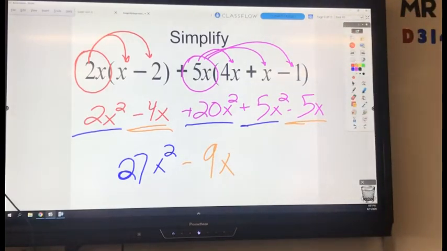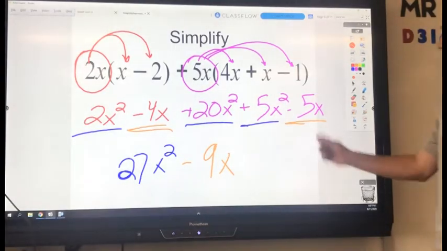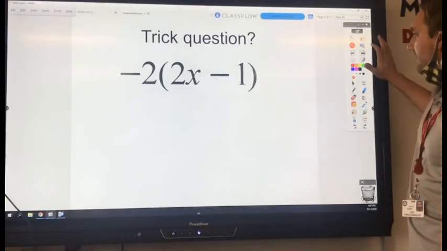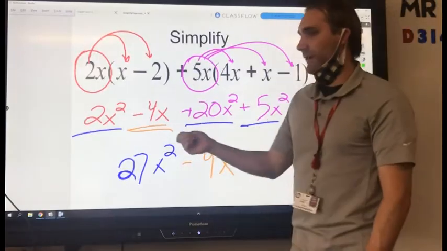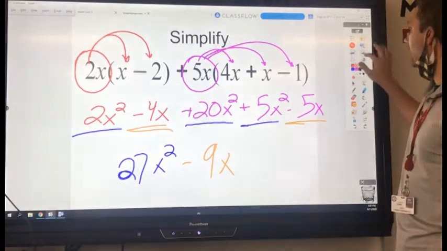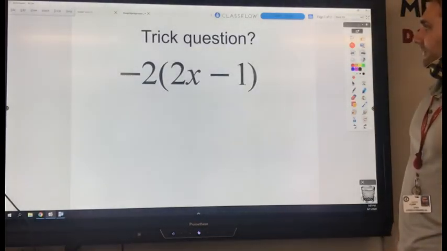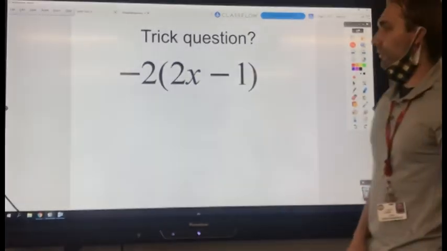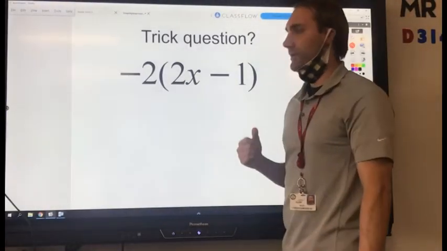Yes, make sure you keep your ducks in a row. Make sure you keep your variables straight, your terms right. Try not to miss any. That's why I like to underline or cross out. That way if you run into one that's left over, you're like, oh, I missed it. This could be a trick question when we add more things to it, but for now it's pretty straightforward.